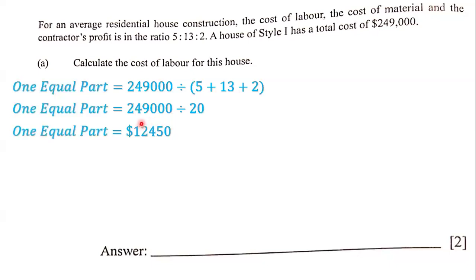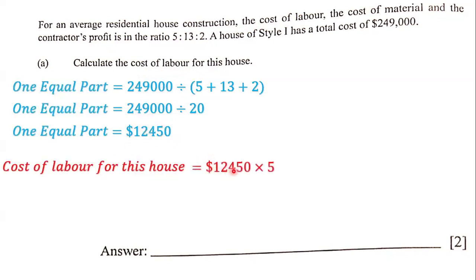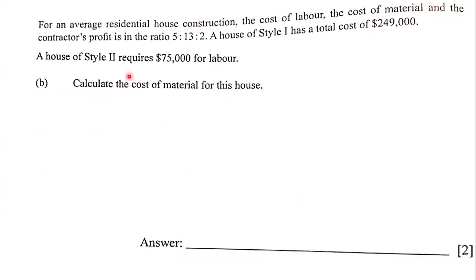But what we want to figure out is the cost of labor for this house. Notice that the cost of labor amounts for 5 equal parts. The cost of the material amounts for 13 equal parts. And the contractor's profit is 2 equal parts. But again, the cost of labor is 5 equal parts. So we already know what is 1 equal part. If we want to figure out the cost of labor, we have to multiply that 1 equal part by 5. And so the cost of labor for this house is going to be 12,450 multiplied by 5, which is going to be 62,250. And so the answer here is 62,250.